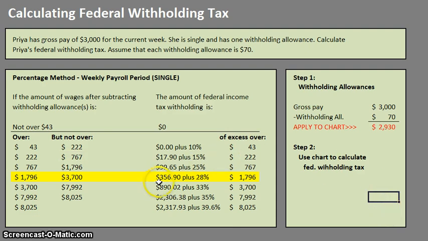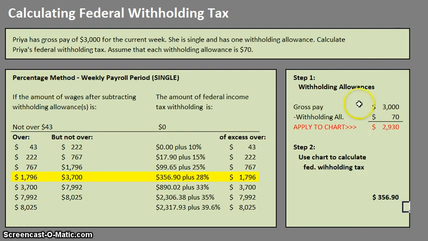The chart says that her tax will be $356.90 plus the amount plus 28% of the amount by which her $2,930 exceeds 1,796. So in order to do this, I always recommend that you go off to the side and start calculating this. That way, once you have your final calculation, you can just plug it into that plus sign and you're ready to go.